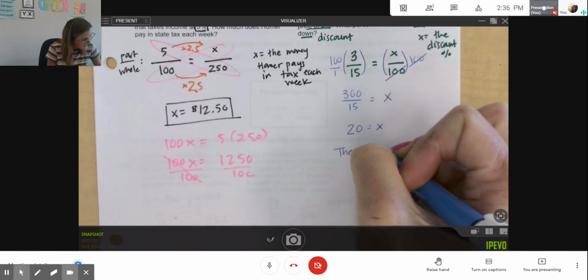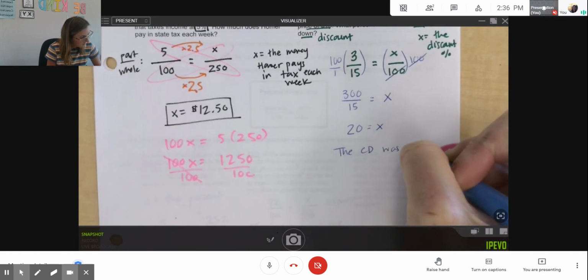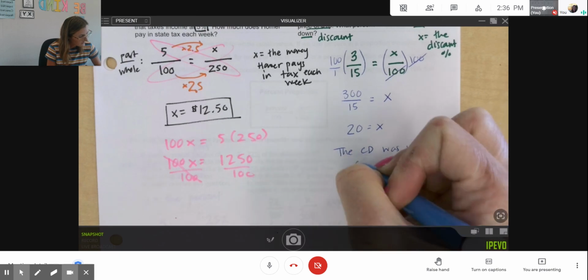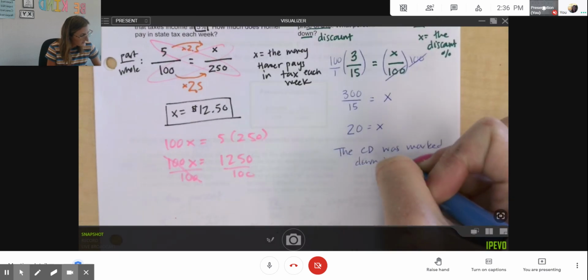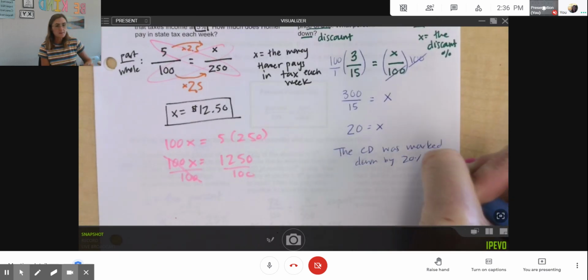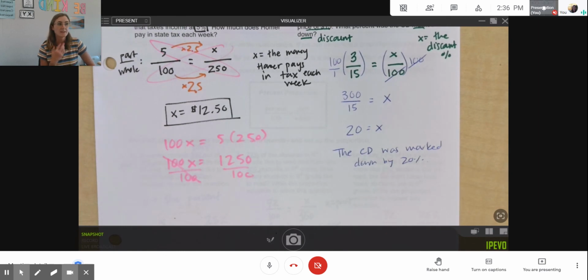So this CD was marked down by 20%. Okay, so it's really important that we're understanding discounts and increases, because eventually we're going to do problems where we're going to say this was marked down and then it was marked down again, or this was marked up and it was marked up again.